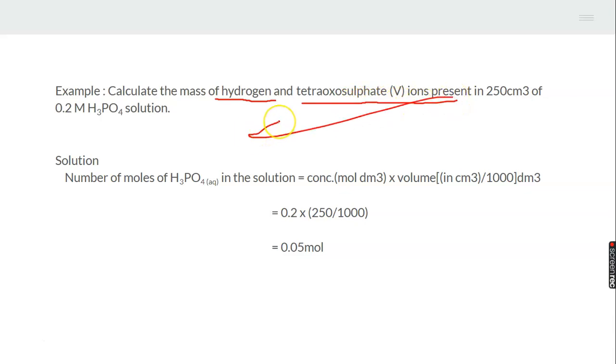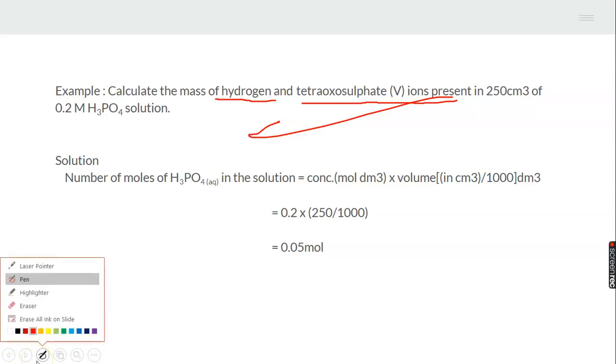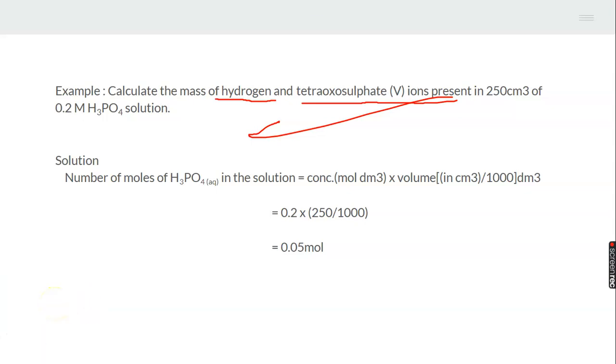Okay, so in order to do that, you have to follow this very procedure. You have to follow the procedure I'm showing you in a bit in order to calculate that. Okay, so let's look at it together. Number of moles, you all know that this is the formula. Number of moles in solution equals concentration times volume. When the volume is being given in cm cube, you have to make sure you convert it to dm cube by dividing by 1000.